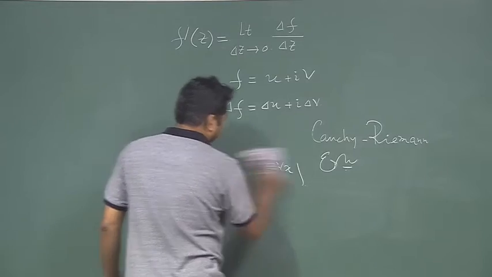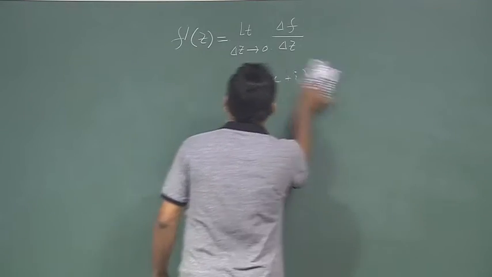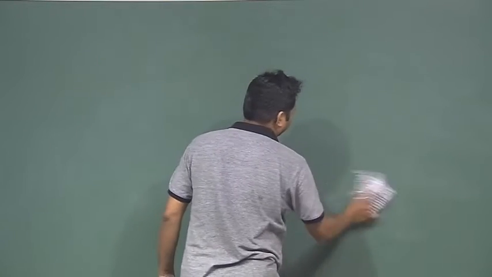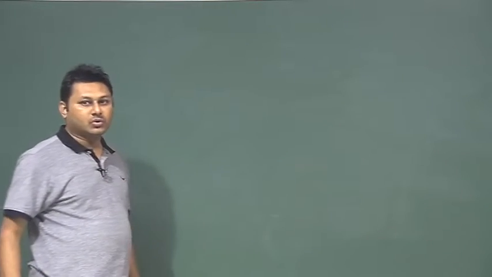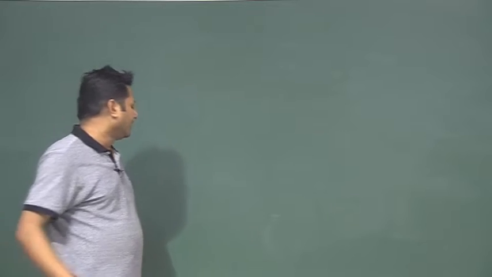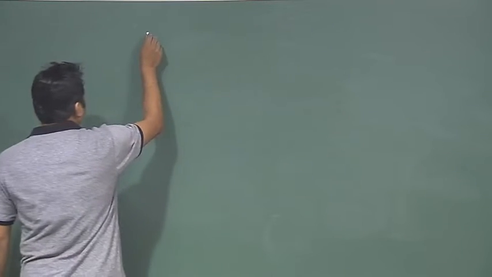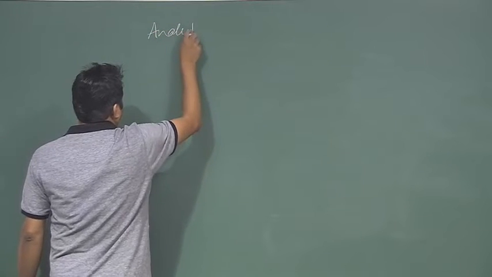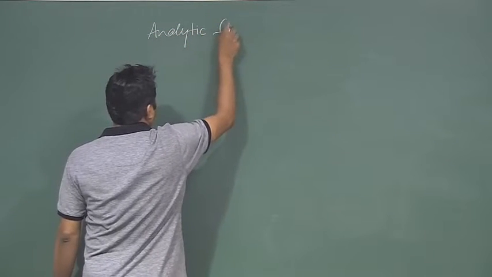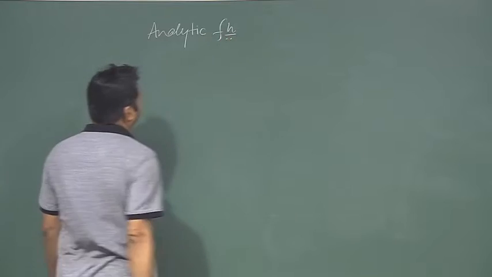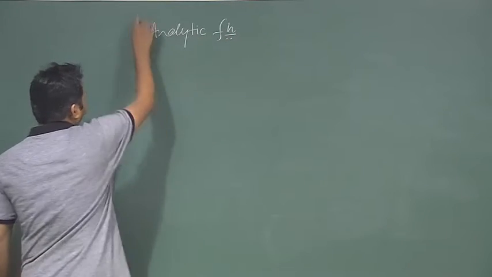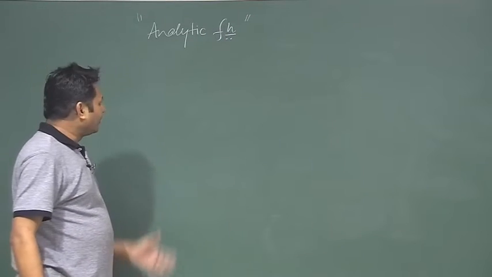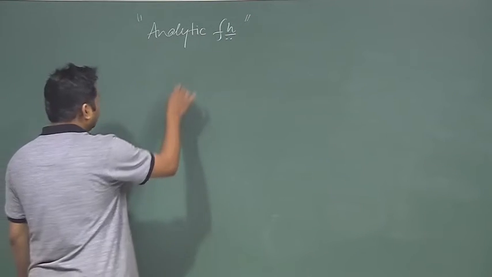After having the knowledge that a function should have a derivative if the CR equation, or Cauchy-Riemann equation, is satisfied, we should define another thing called the analytic function, which is a very important term, analytic, very important. Let us first try to understand what is the meaning of an analytic function.